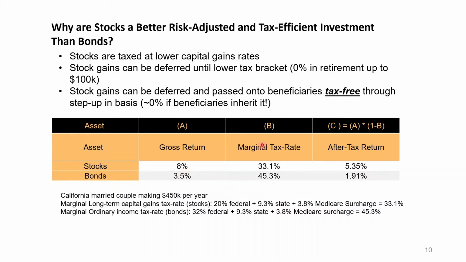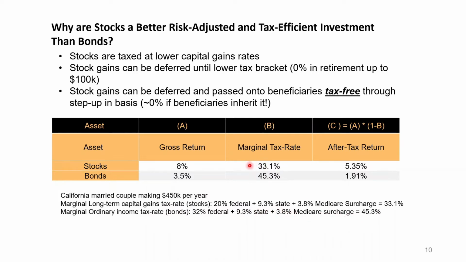And as we mentioned, we can't just look at the gross return. We have to look at how those returns are taxed. So it's important to consider what's known as your marginal tax rate. Again, we're going to make some assumptions here. We're going to assume it's a California married couple making about $450,000 per year. So the marginal tax rate on this couple for stocks is about 33.1% for the long-term capital gains rate, and you can see how that's broken down here. On the bonds, that's taxed at ordinary income, and that's about 45.3% for this couple, and again, we've summarized that down below here.